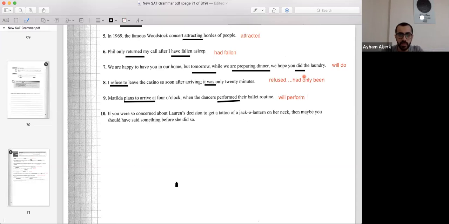Number 10. If you were so concerned about Lauren's decision to get a tattoo of a jack-o'-lantern on her neck, then maybe you should have said something before she did so. Let's take a look. If you were so concerned about Lauren's decision to get a tattoo, etc., then maybe you should have said. So here we have past, if you were so concerned, and then here we have should have said. This is the past form.